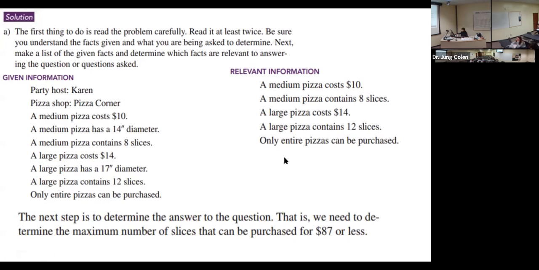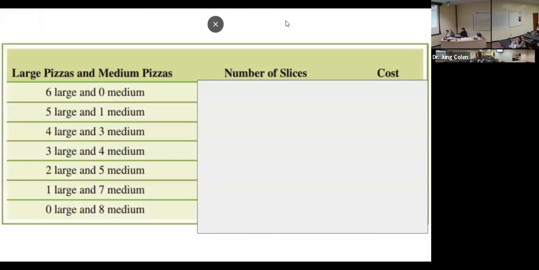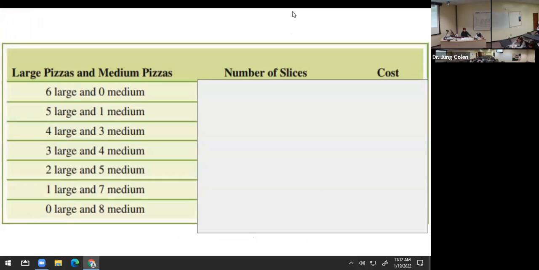Okay. And then you need to think about how to answer the question. So we need to have the purchase $87 or less. So do you have this information on your notebook? Medium pizza, $10, 8 slices. Large, $14, 12 slices. And only entire pizzas can be purchased. Using that, how about you make this table? I think this is very systematic way. This is my way. You can have different way. Okay, it's okay. But this is easier.